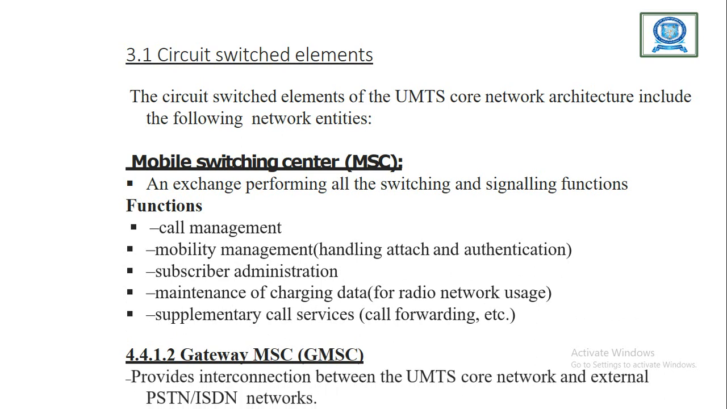Then we see the circuit switched elements. The circuit switched elements of the UMTS core network architecture include the following. Mobile switching center, which performs all switching and signaling functions, call management, mobile management, subscriber administration, maintenance of the charging data, supplementary call service, etc. Then the gateway MSC provides interconnections between the UMTS core network and the external PSTN and ISDN networks.